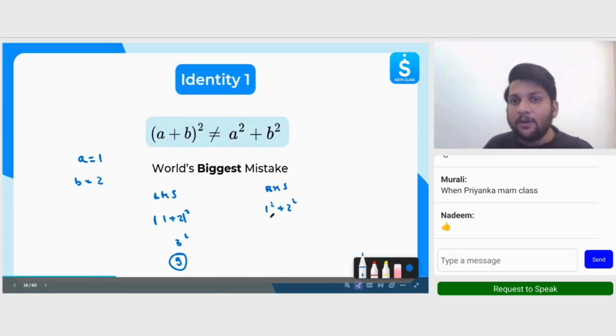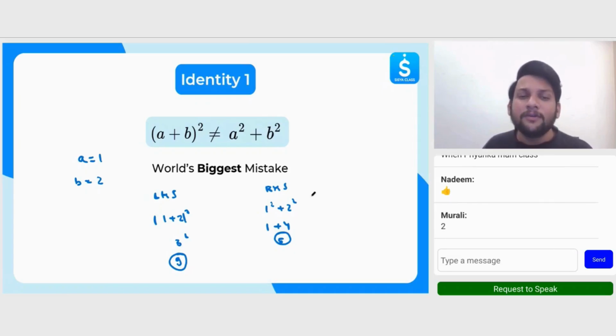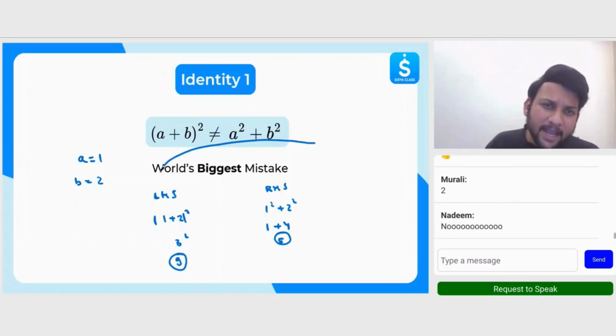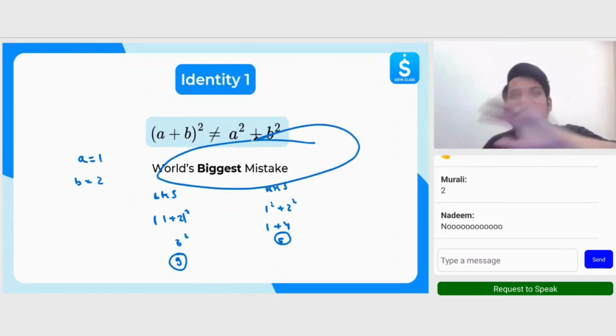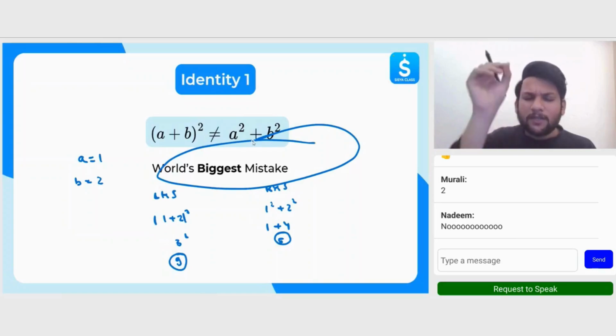Let's look at RHS now. 1 square is what? 1. 2 square is what? 4. What is 1 plus 4? 5. Dear students, a very difficult question for you. Is 9 equals to 5? The last time I checked, it was not. So that is why this is the world's biggest mistake. I don't care about any other mistakes. This is the world's biggest mistake. That is, a plus b whole square is not equals to a square plus b square.